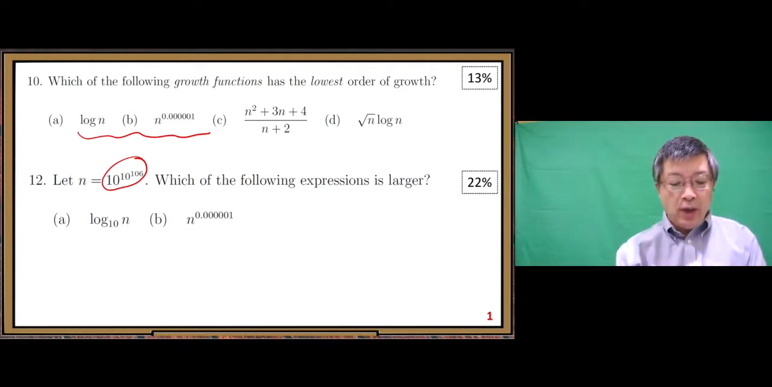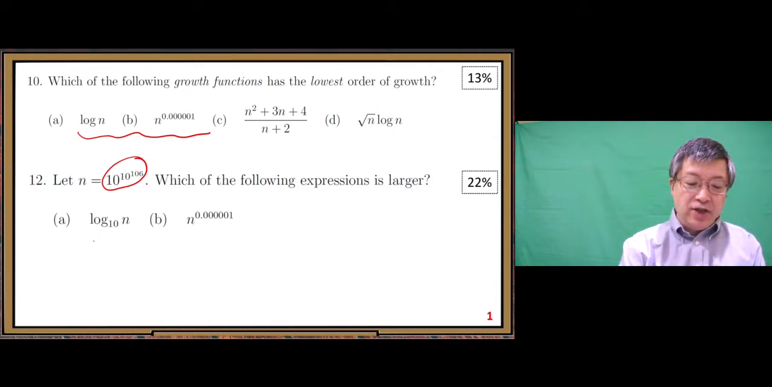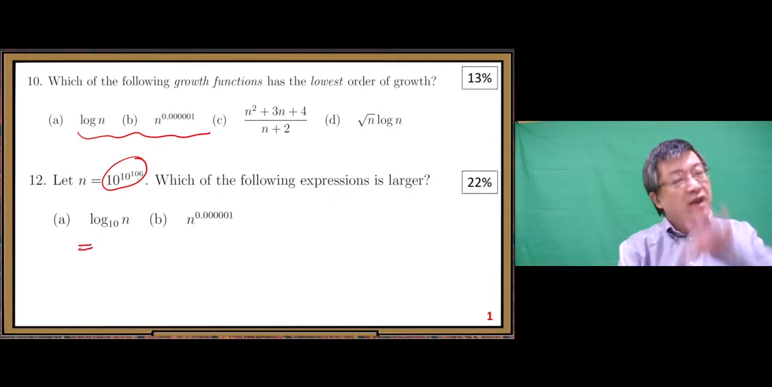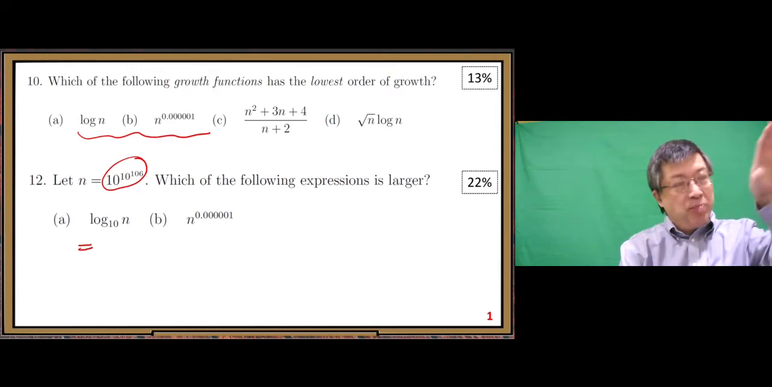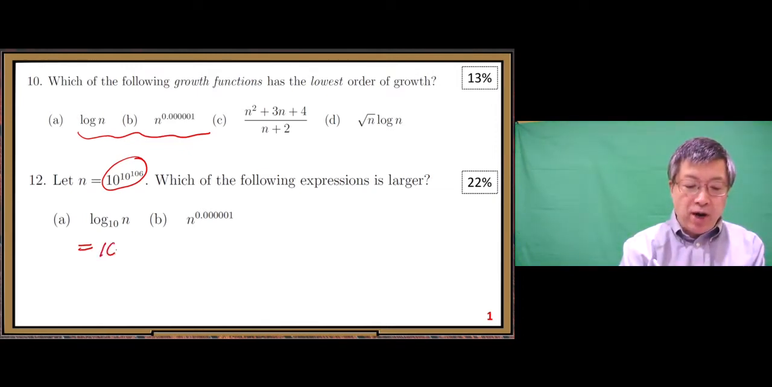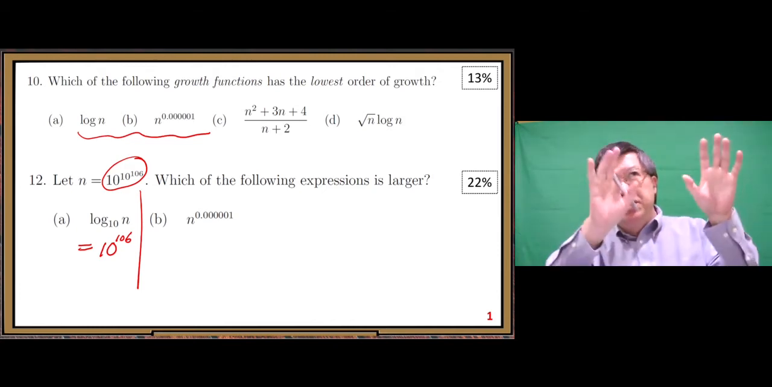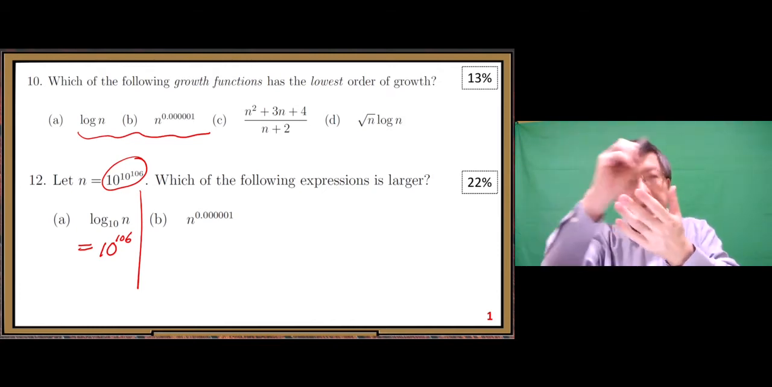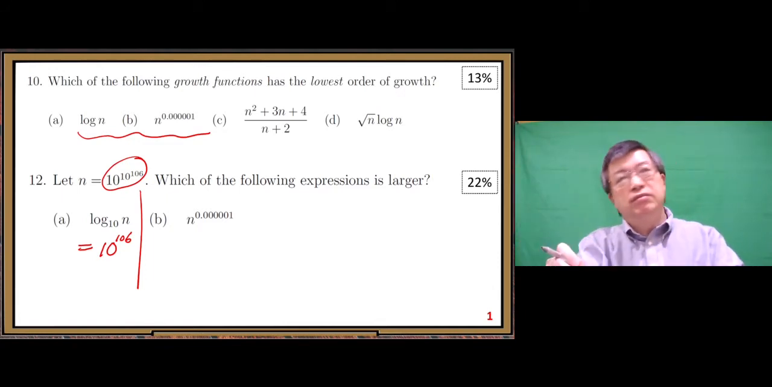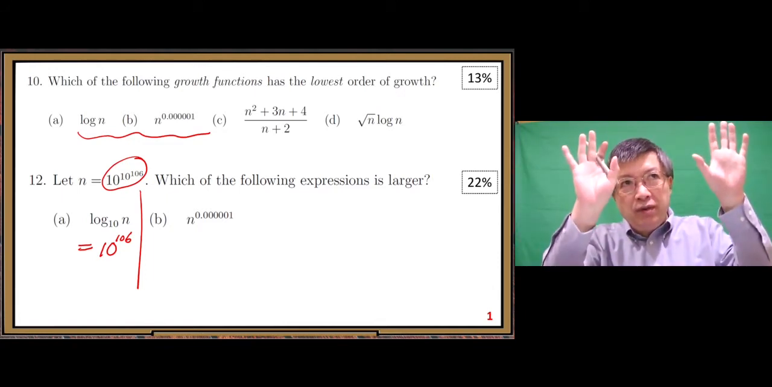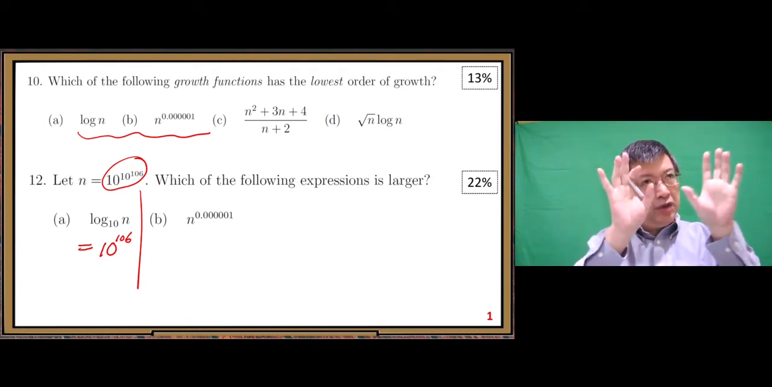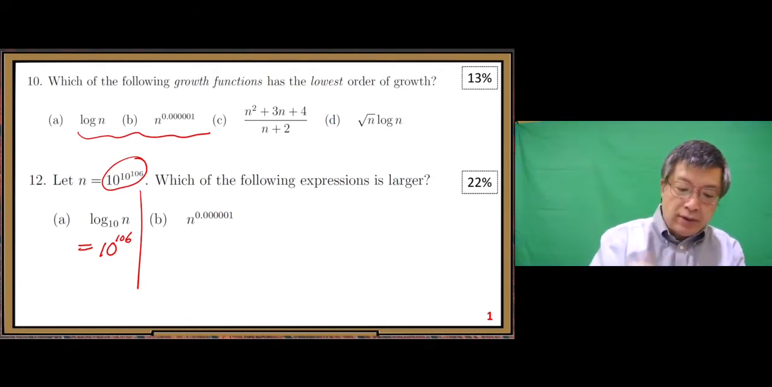For the first expression, that's easy. The same base, so we just take away the base part and only keep the exponent part: 10 to the 106 power. That's the first number. The second one is a little harder. I saw some students did calculation on their paper, and many of them were not correct. So let me do that to show you the detail.